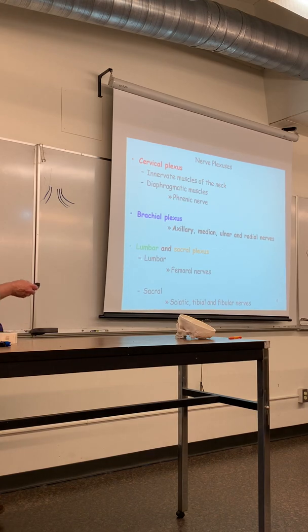Lumbar, the most important one for us, is the femoral nerve, and for the sacral, it's going to be the sciatic, the tibial, and the fibular nerves. Just know them intellectually, like a list. Well, does anybody know what a plexus is?